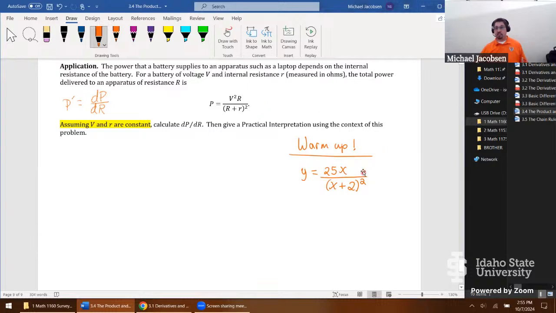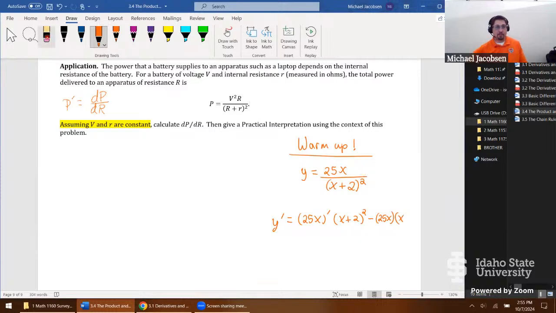Down below here, this derivative is not too bad. Let's set it up with the quotient rule just to be careful. Y prime will be equal to the derivative of the top. So here's 25x prime. Copy in the bottom, x plus 2 power 2. Then go minus the top, 25x. Take the derivative of the bottom, x plus 2.